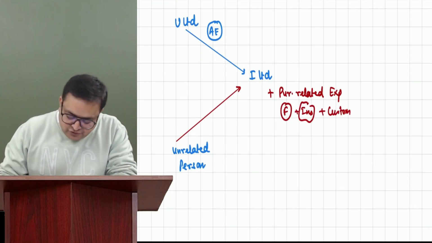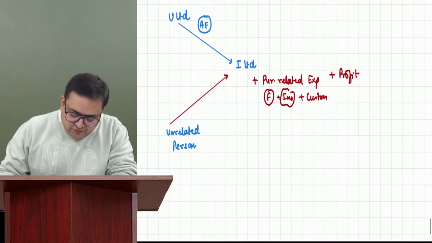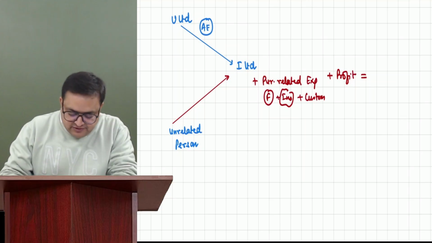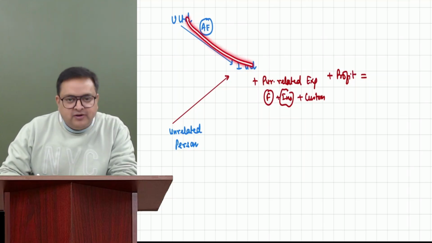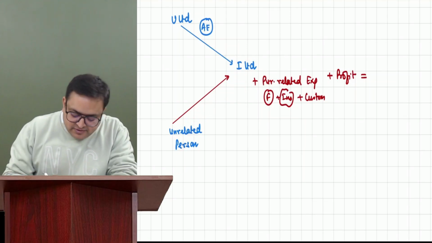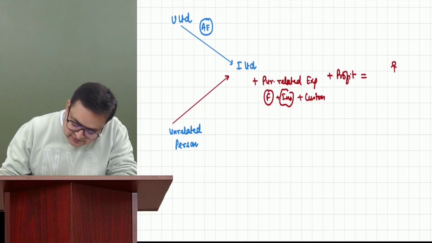After that, you might be charging profit also, and you would be selling it. You would be selling these products which you have purchased from your associated enterprise, and which you have purchased from the unrelated person. You are selling the same product also to normal customers. So these are your customers, your happy customers, and you are selling to these customers.